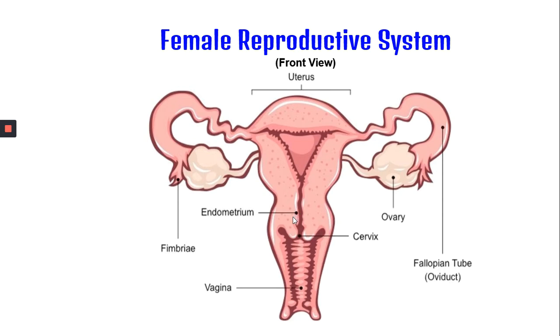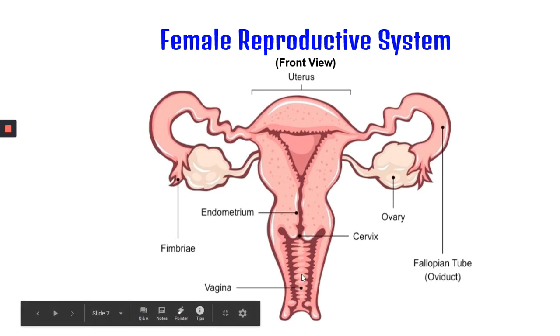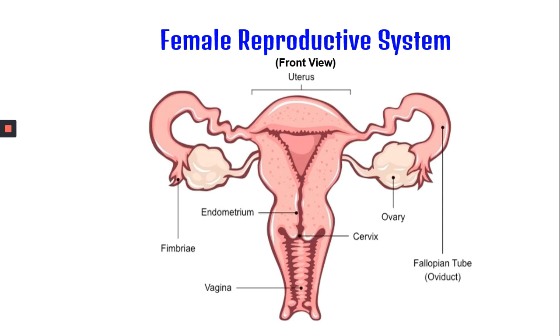The opening of the uterus is known as the cervix. It protects and guards the entry of the uterus, and the outermost opening of the female reproductive tract, which is the birth canal, is the vagina. Let's look at the function of each structure over here.